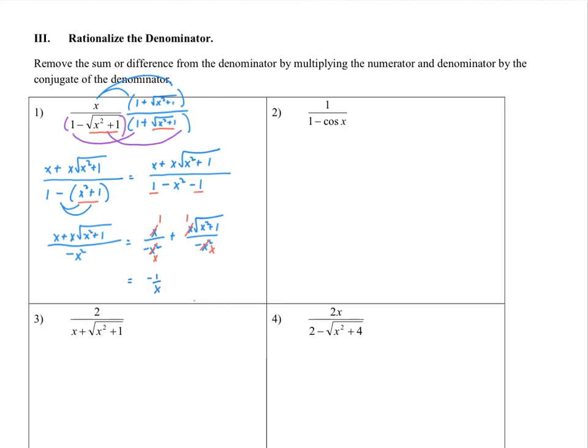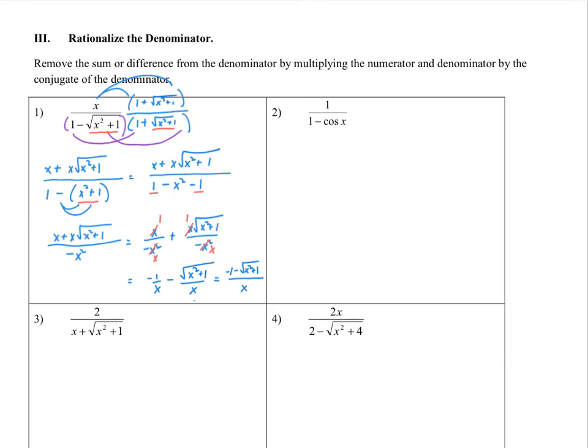And the same thing over here, positive 1 divided by negative x will end up with negative the square root of x squared plus 1 divided by x. Since we have a common denominator, we can bring the fractions together. Our final answer, negative 1 minus the square root of x squared plus 1 divided by x.